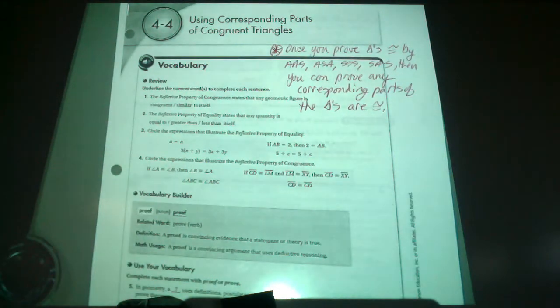So, same exact proofs that you've been working with, identical proofs you've been working with. The only difference is the proof statement is different. The proof statement, instead of saying that the triangles are congruent, is going to say prove that angle A is congruent to angle F. The only difference, so one additional step of these proofs.